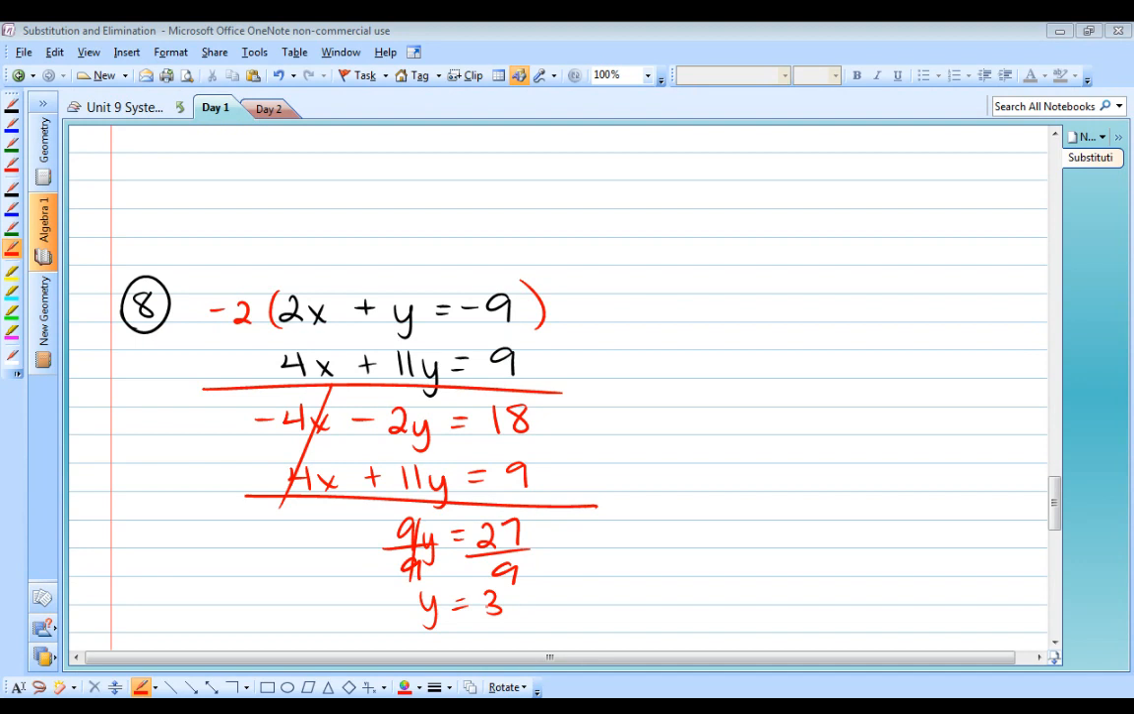I think I'm going to plug that into the top original equation, so ignore the parentheses and junk around it. 2x plus 3 equals negative 9. And then what? Yep, subtract 3. So 2x equals negative 12, divided by 2. x equals negative 6, and what's my ordered pair? Negative 6, positive 3.